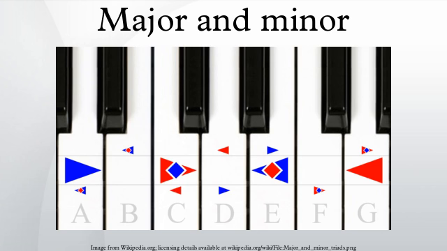Relative major and minors. The relative minor of a major key has the same key signature and starts down a minor third. For example, the relative minor of G major is E minor. Similarly, the relative major of a minor key starts up a minor third. For example, the relative major of F minor is A-flat major.